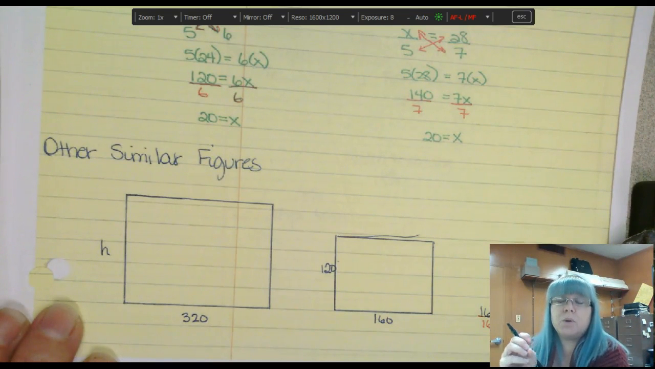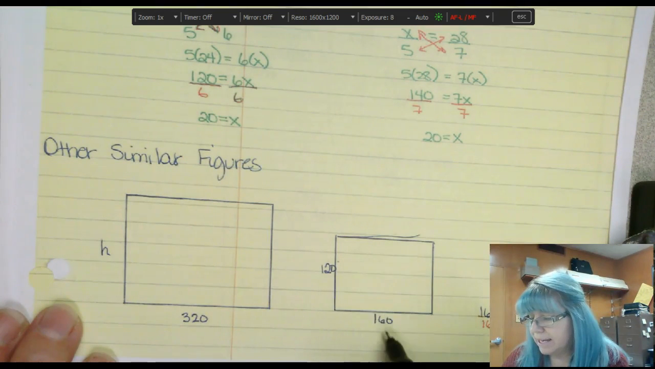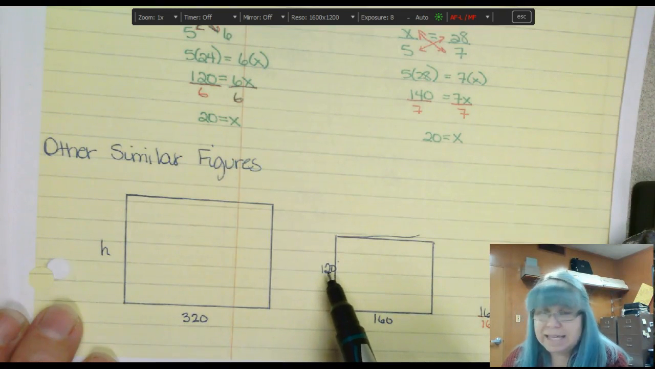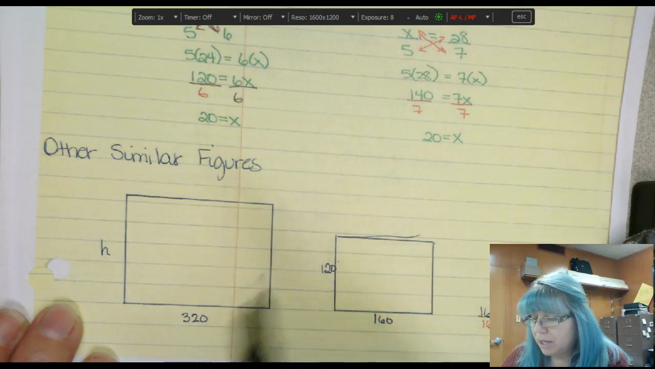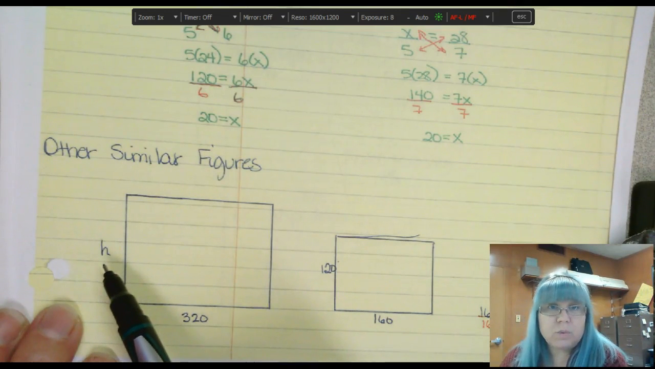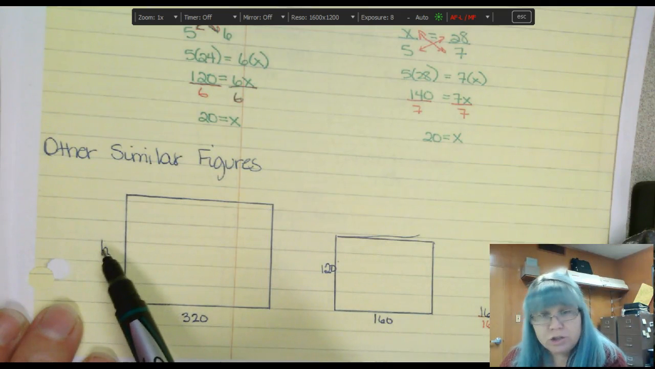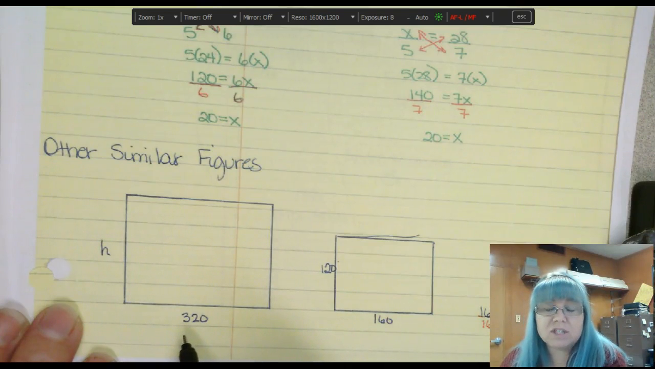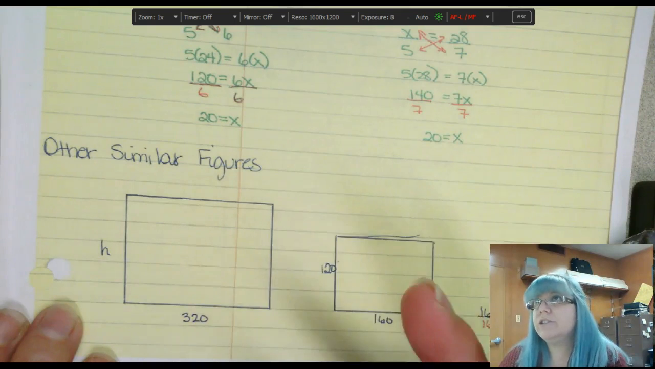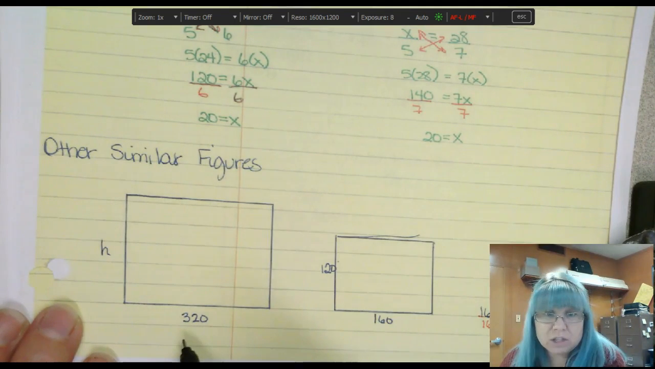It needs to both grow width-wise as well as height-wise. Alright, so let's say we have this rectangle with dimensions: its height is 120 and its width is 160. We want to expand our small rectangle. We're not too sure what the height will need to be, but we know the width has to fit into a spot that's 320. 320 centimeters, 320 inches, whatever it is, it's 320.